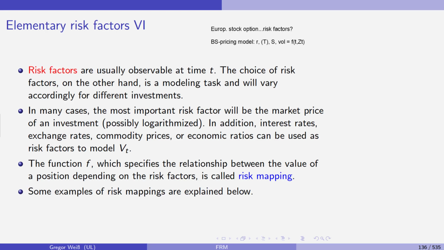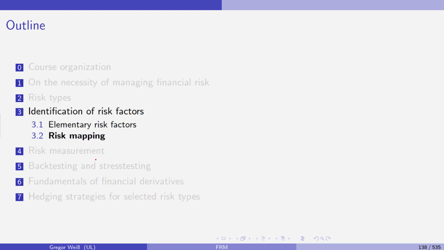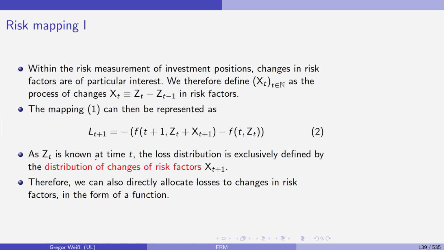And this is what we call risk mapping. Risk mapping is this function f, which specifies the relation between the value of a position of an investment and the underlying risk factors. If you take a different pricing model, you will get different input parameters, you will get different risk factors, and you will have different risk mapping. So risk mapping maps elementary risk factors to a pricing formula, to the value of an asset position. And we'll have some examples now. I've already given you one for the Black-Scholes model, so let's have a look at those risk mappings.